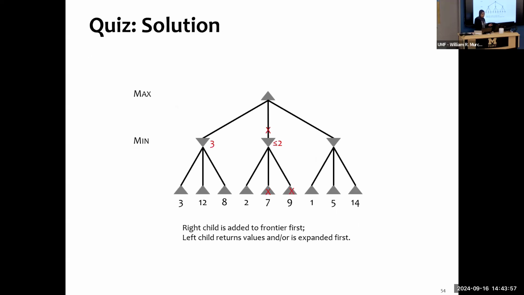And we went also, I think, through this example. Okay, then. It's the same example, 3, 12, and 8. I'm going to get the min, which is 3. Then 2, 7, and 9. What I know here is that the min should be at least either equal to 3 or... I want to minimize. So I have a value which is at most 2. And then 1, 5, or 14.